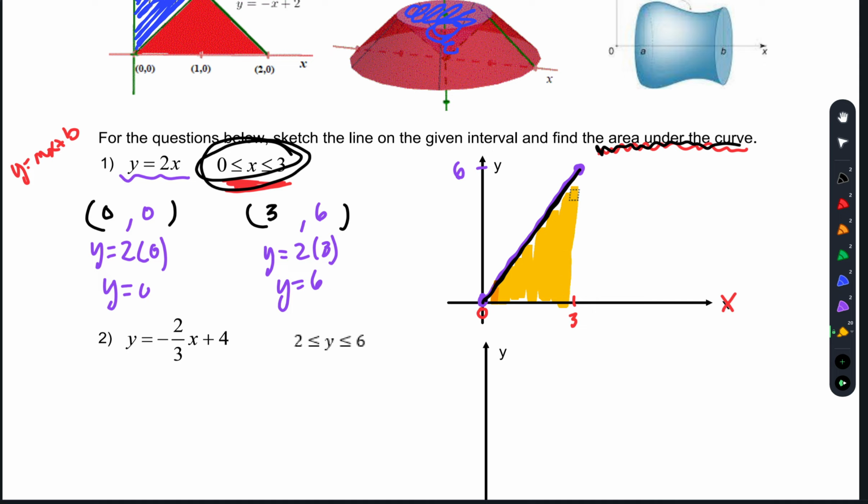Here's all the area underneath it. Remember, we're stopping at 3, so it shouldn't go any further than 3. And then we kind of have to use our imaginations a little bit. What shape did I just create? What two-dimensional shape is that?